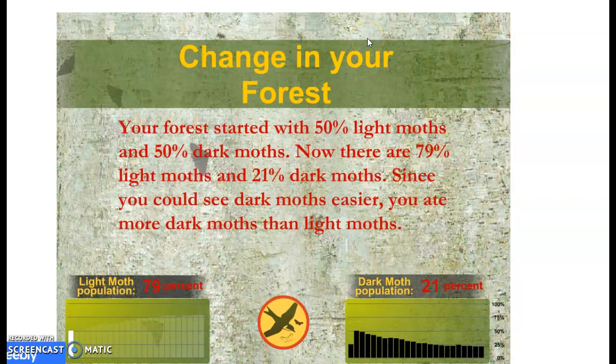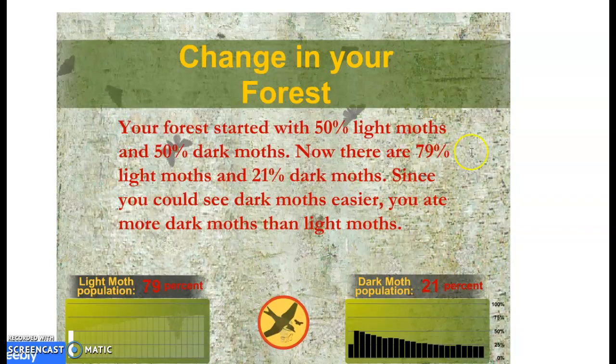Okay, so our forest started with 50% light moths and 50% dark moths. Now there's 79% light moths and 21% dark moths. That means you could see dark moths more easily, and you ate more dark moths than light moths. And guys, this is what happened over time in the light forest. The light moths blended in and the dark moths stood out, so that's why their population went down.